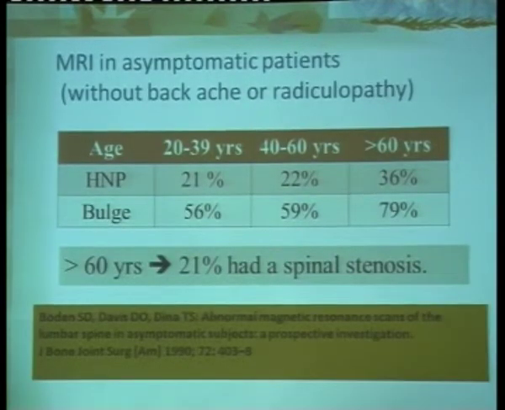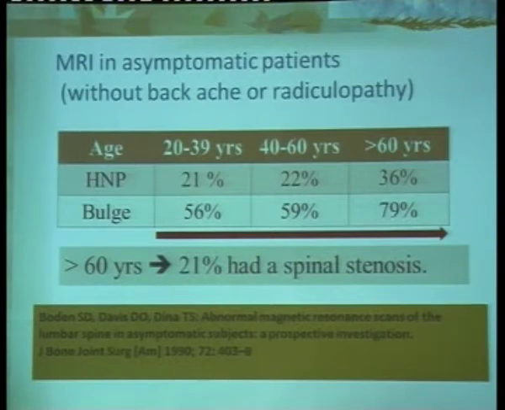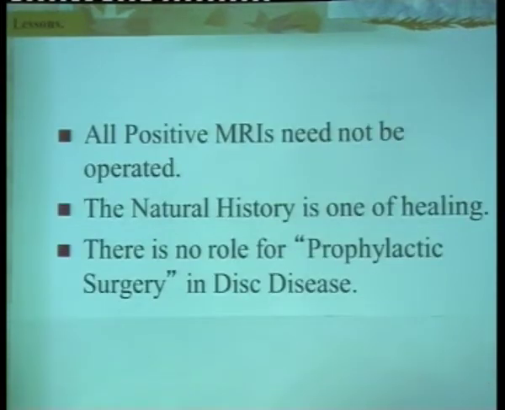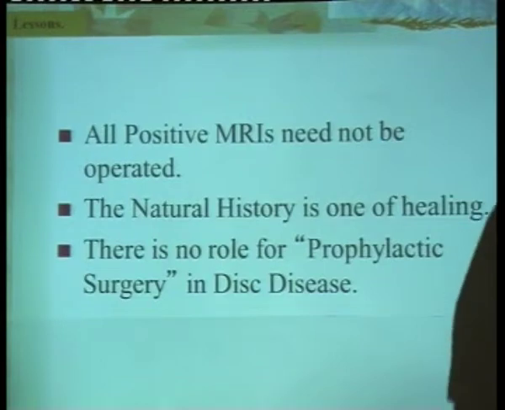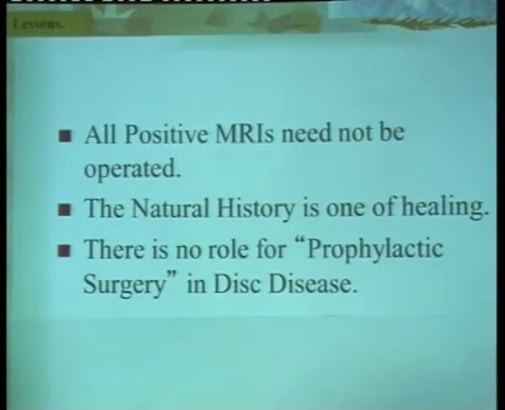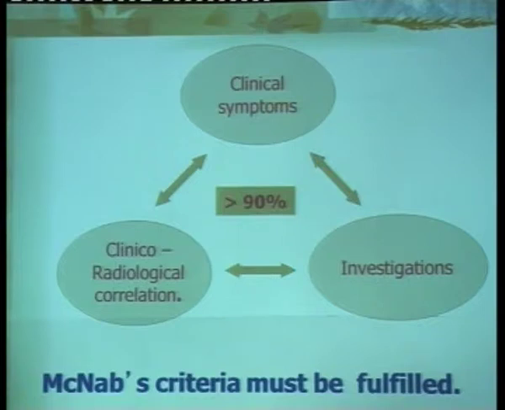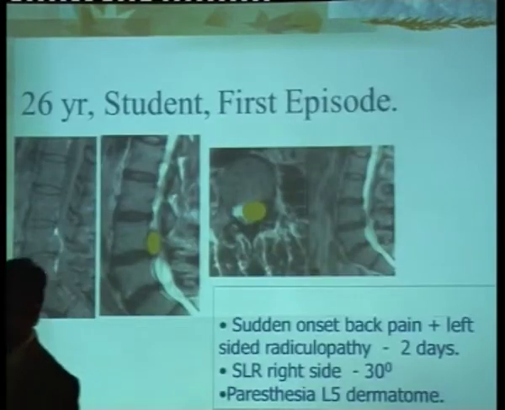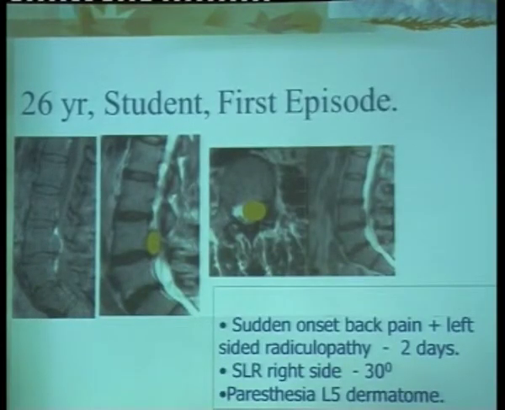If you look at a population above 60 years, you find that up to 79% of the people without any symptoms have a disc bulge, and 21% have a spinal stenosis, which means that the lesson that we have to take is that all positive MRIs need not be operated. There is no role also for prophylactic spinal surgery in our current practice. It also holds true even when the McNab triad is normal and if the patient has just got a first episode of pain. I would just like to take this one single example and carry on with a few controversies which you may have a problem with.